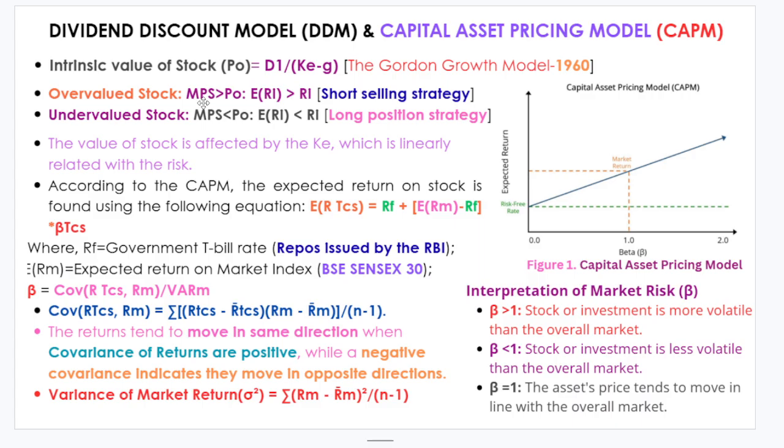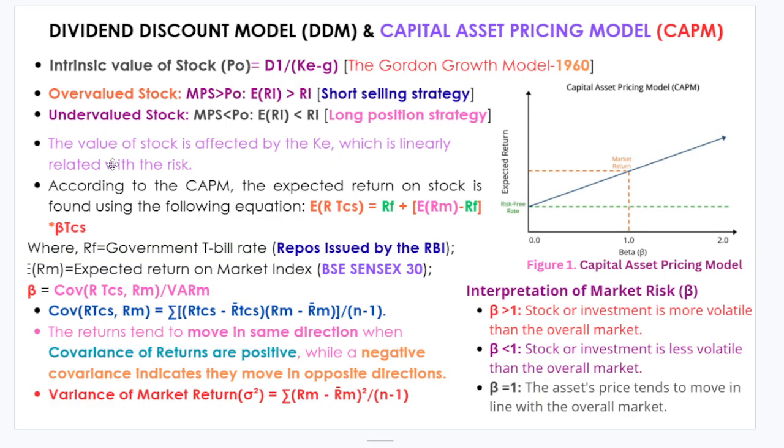We see that from an investment management context. In other words, you can say that if ERI, expected required rate of return, is greater than your actual return, then in that case we say that the stock is overvalued. If it is the reverse, we say that it is undervalued. This is simply the long position strategy.